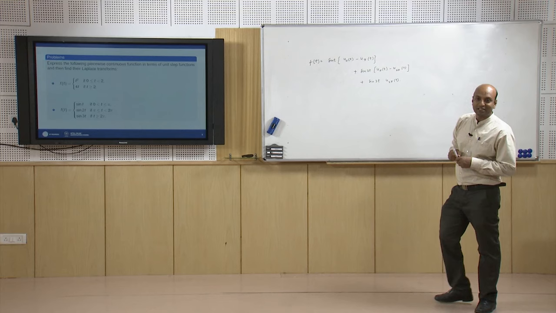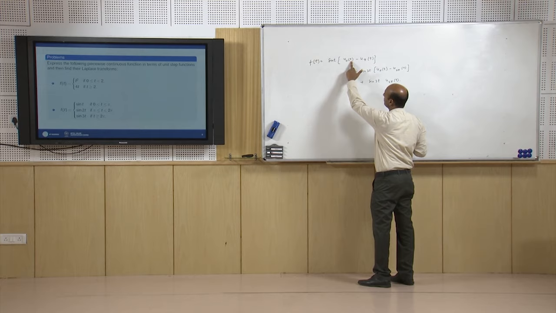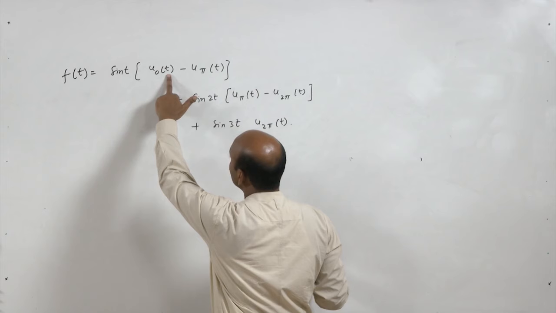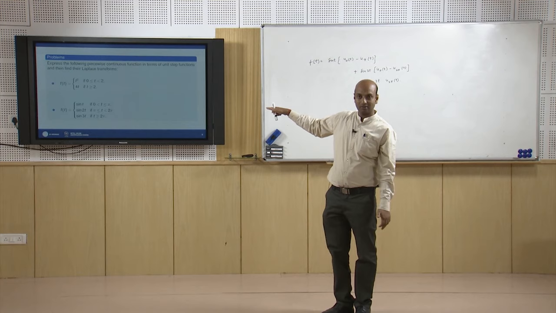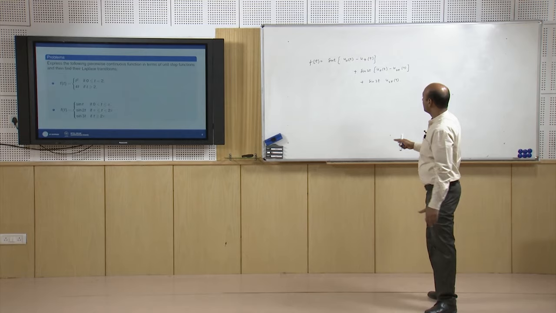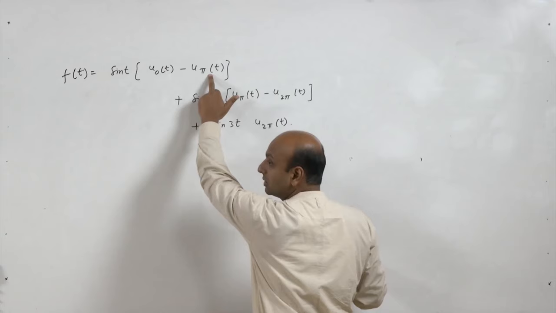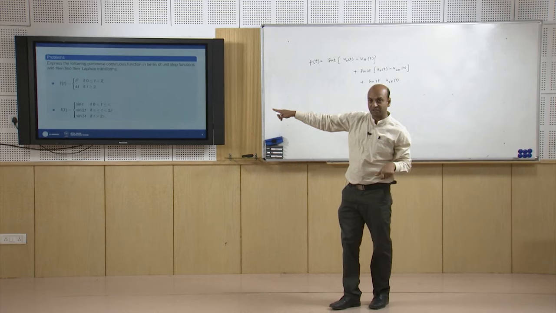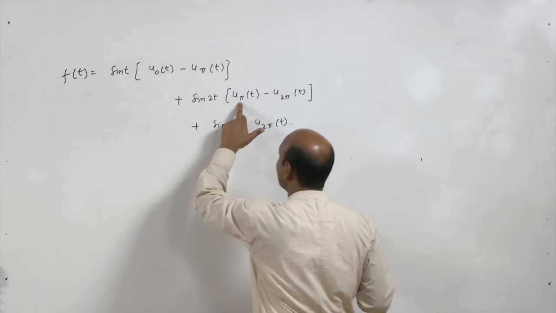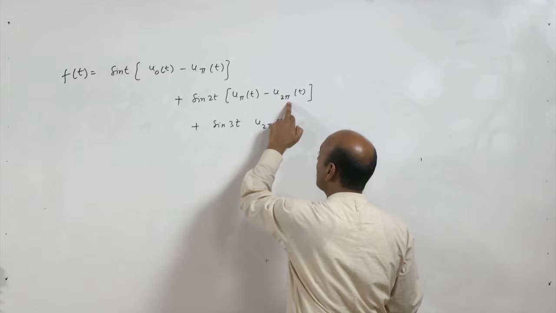You can easily see that when t is more than 0 and less than pi, the first is 1 and the others are 0, so you will have only sin t. That is the first part of this expression. When t is more than pi and less than 2 pi, 1 and 1 cancel out, and the next is 1, and the last is 0 because t is less than 2 pi. So we will have only sin 2t, which is the second part. And when t is more than 2 pi, all are 1, so 1 and 1 cancel out, 1 and 1 cancel out, and only sin 3t remains, which is the third part of this expression.